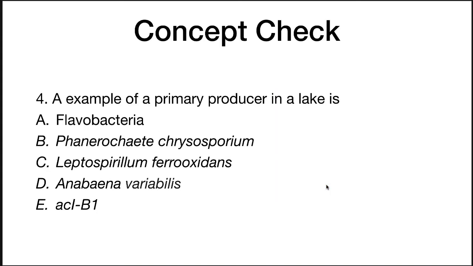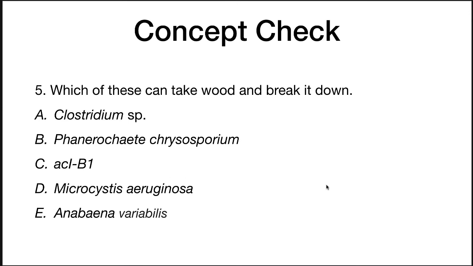So, a concept check. An example of a primary producer in a lake is, and which of these can take wood and break it down? And this makes you think about what you learned last time.